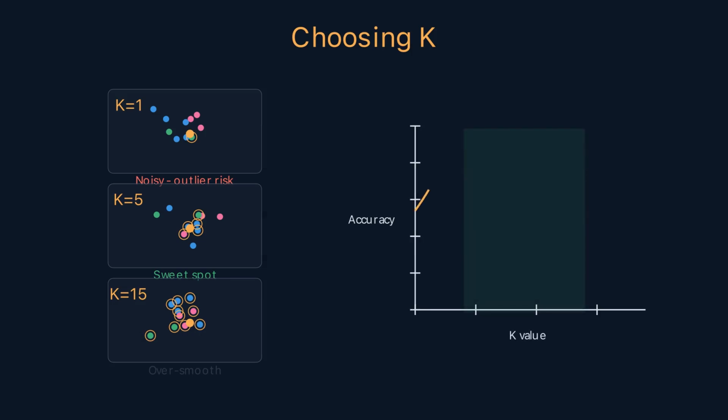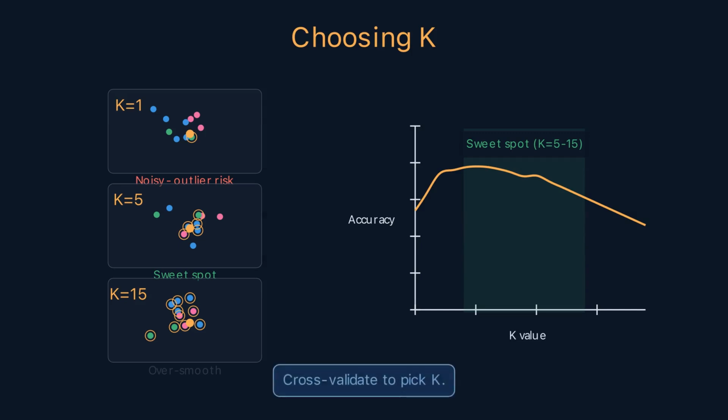K equals 50. Average over half the room. Too smooth. Every new guest gets the same prediction because the neighborhood includes everyone. The sweet spot is typically 5 to 15. Chosen by cross-validation. Try each K. Measure accuracy on held-out guests.